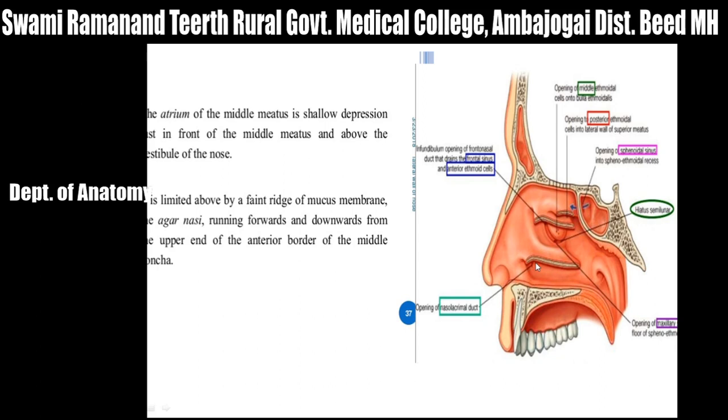Then the other air sinuses, that is the frontal air sinus, anterior ethmoidal air sinus, middle ethmoidal air sinus and maxillary sinus, open into the middle meatus. In the superior meatus there is the posterior ethmoidal sinus, and just above this superior concha there is the sphenoethmoidal recess, in which the sphenoidal air sinus opens.